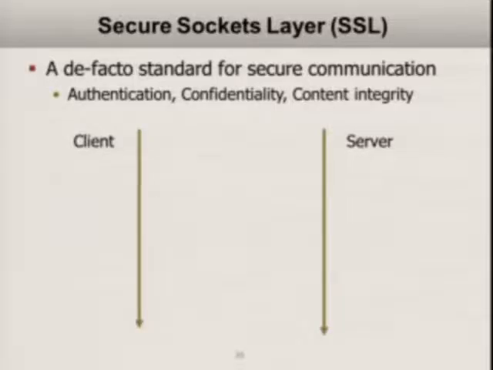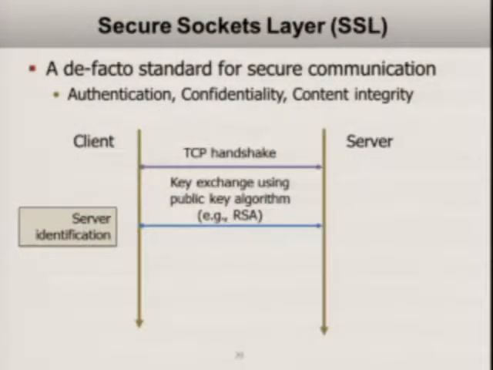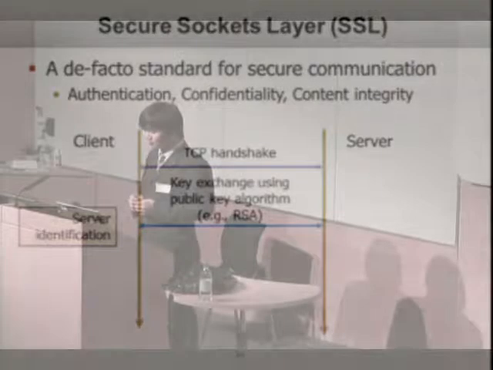So suppose a client is trying to communicate with a server. First, it initiates a plain TCP session. The client and the server exchange the secret key using a public key algorithm. So the public key algorithm protects the key even when someone is eavesdropping on the communication. And with the exchanged key, the client and the server start actual data transfer using symmetric cipher and hashing.